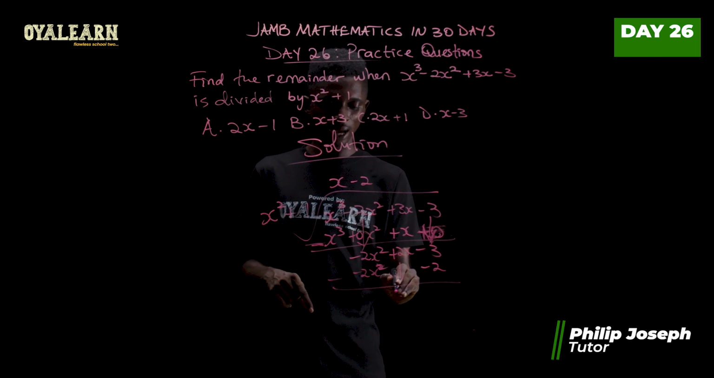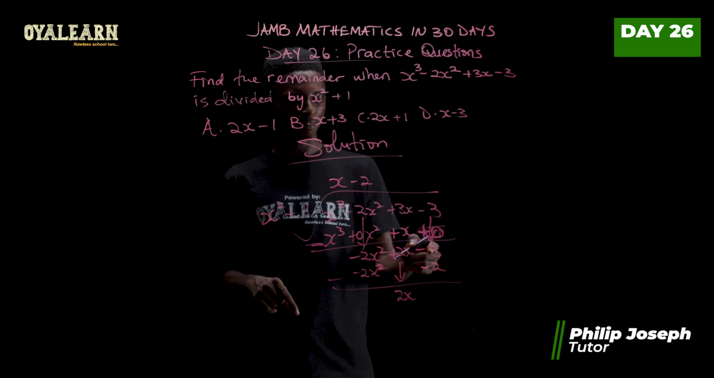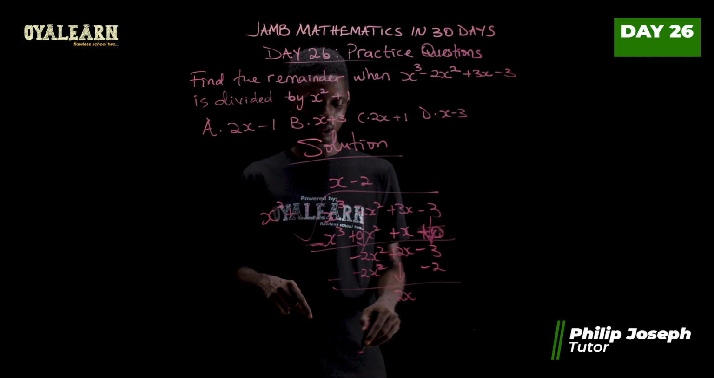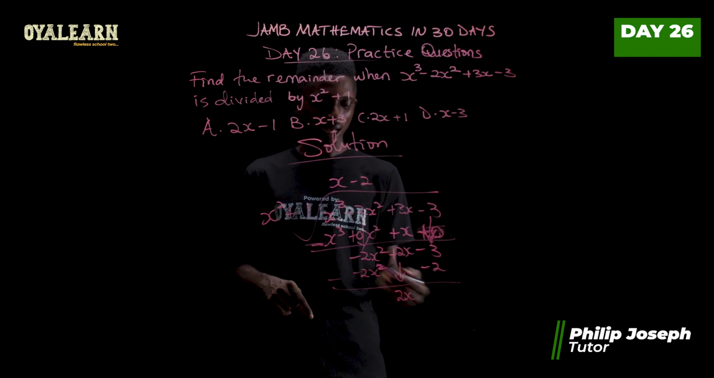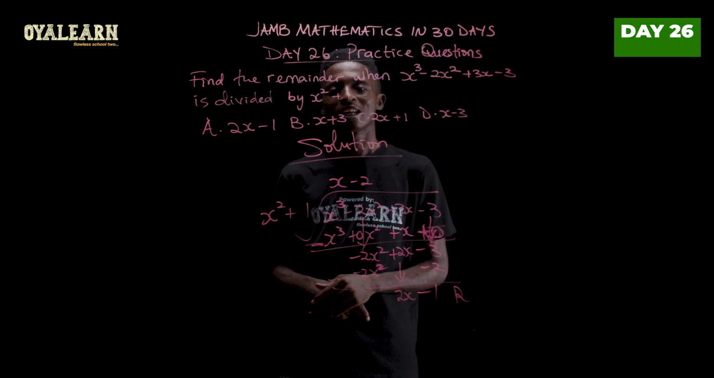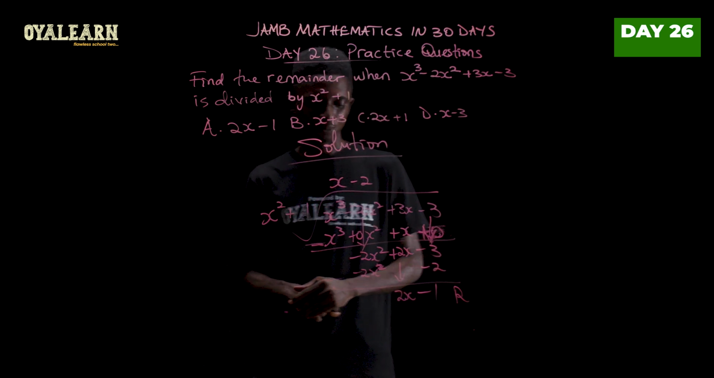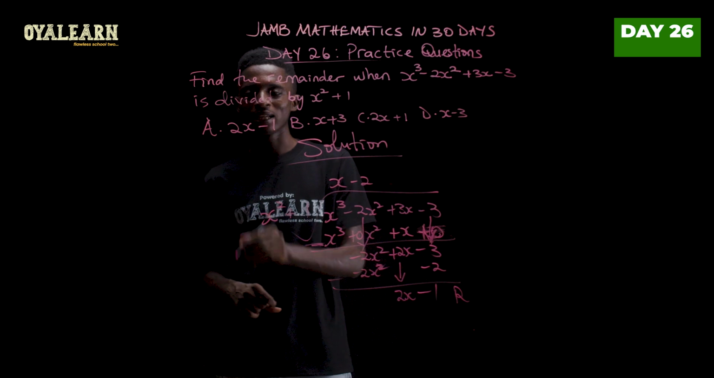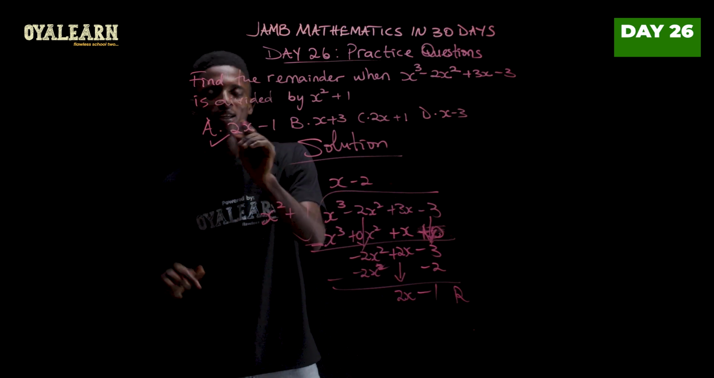When we bring this down, we have 2x. Then minus 3 minus minus 2 will give us minus 3 plus 2, and that will give us minus 1. So this is our remainder: 2x minus 1. So in that case, our remainder is option A.